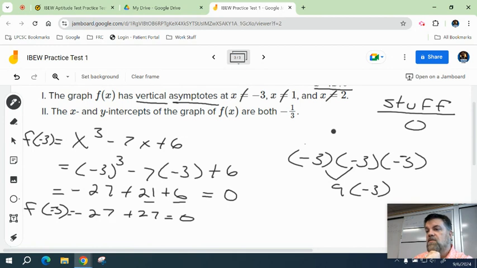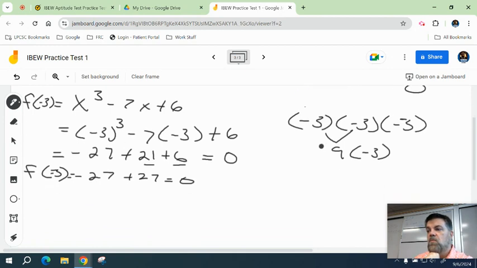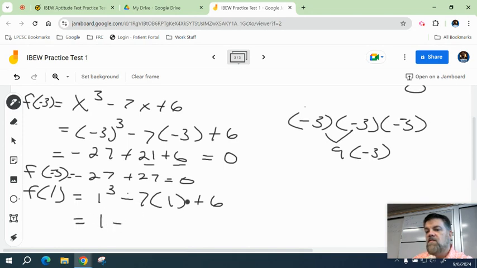So now we do the same thing for 1. We're going to plug in 1. So I'm going to say f of 1. Oh, it's positive 1, so this one will be a little easier. We've got 1 to the third minus 7 times 1 plus 6. 1 to the third is just 1. Minus 7 times 1 is just minus 7, plus 6. If you add all those up, that equals 0. Okay?